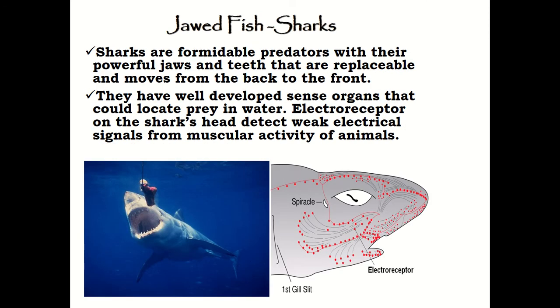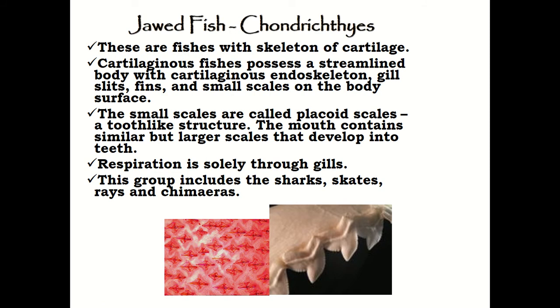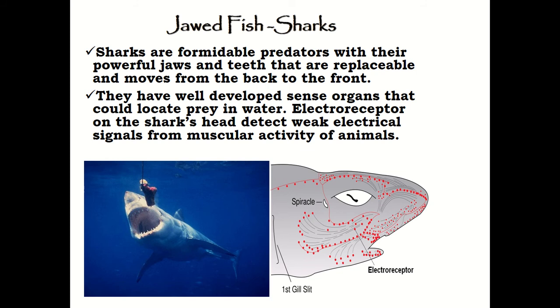The first group of chondrichthyans is the sharks. Sharks are formidable predators with their powerful jaws and teeth that are replaceable and can move from back to front. They have well-developed sense organs that enable them to locate prey in water because of the electroreceptors on the shark's head. These electroreceptors detect the weak electrical signals from the muscular activity of other animals.